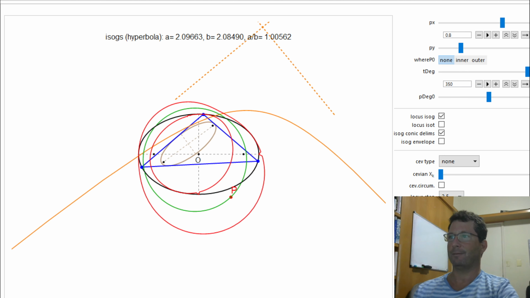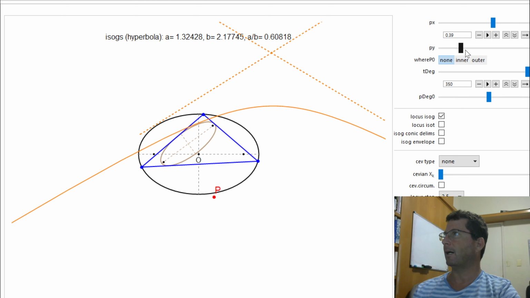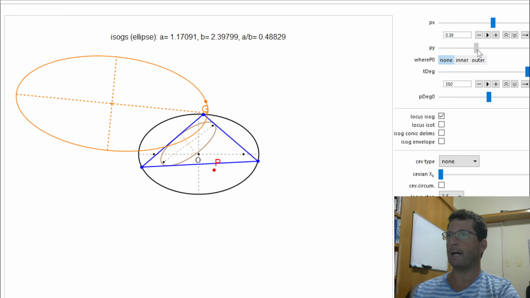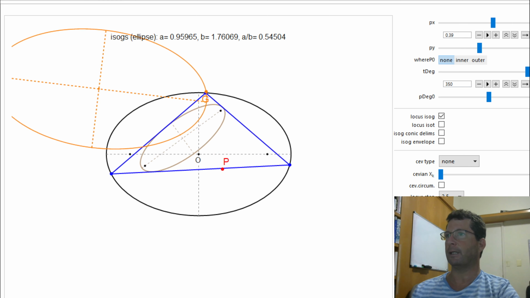Observation number 2. Okay, so let's go ahead and take out these regions from the screen, and let's bring P back to a more central location. So we're back here to an ellipse. Now, one of the things that we talked about in the last video was the following.